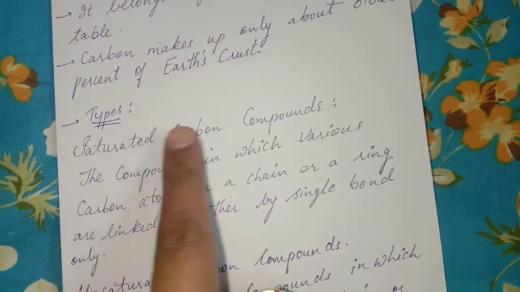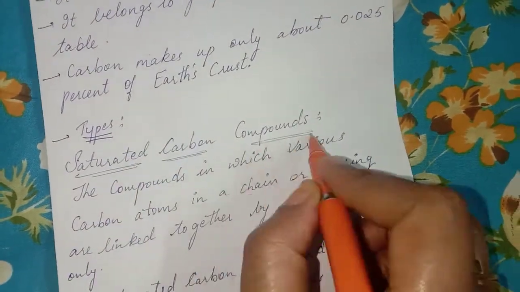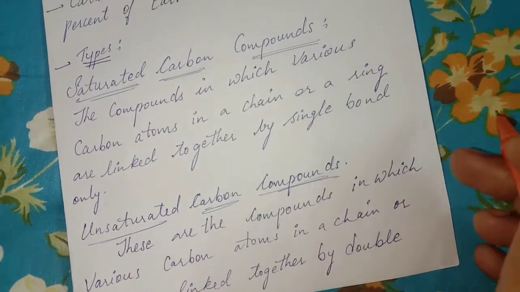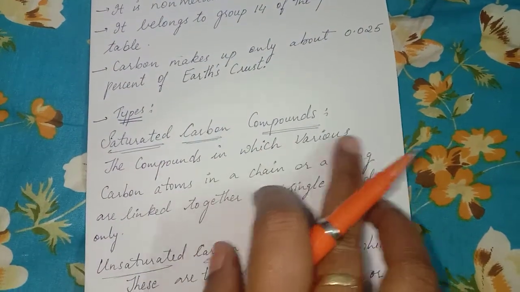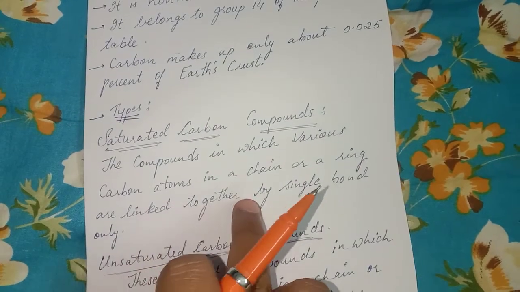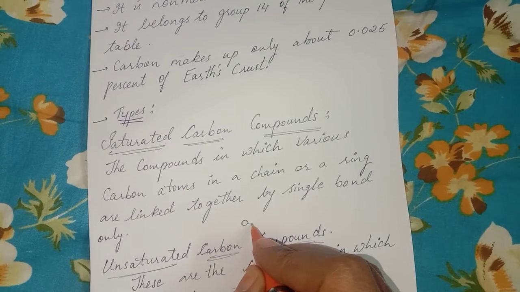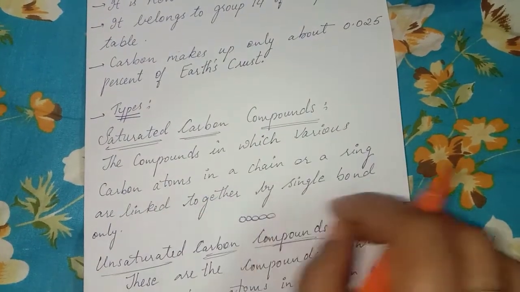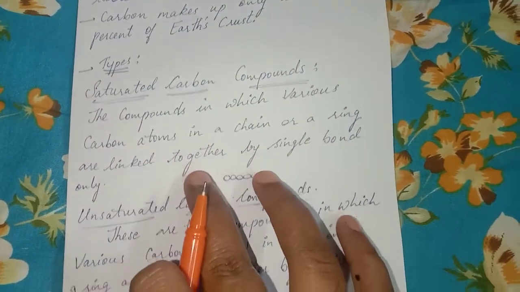One is saturated carbon compounds. The other is unsaturated carbon compounds. Saturated carbon compounds are compounds in which various carbon atoms in a chain or a ring are linked together by single bonds only, one after the other. Like the polymers we have studied, how they are linked, carbon also links one after the other in a single row.